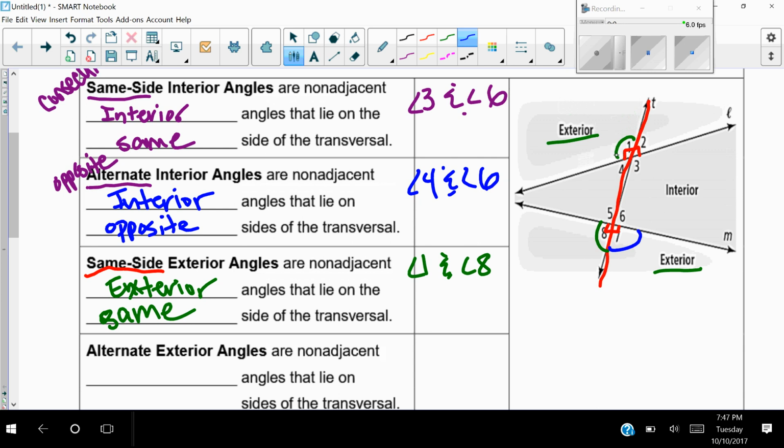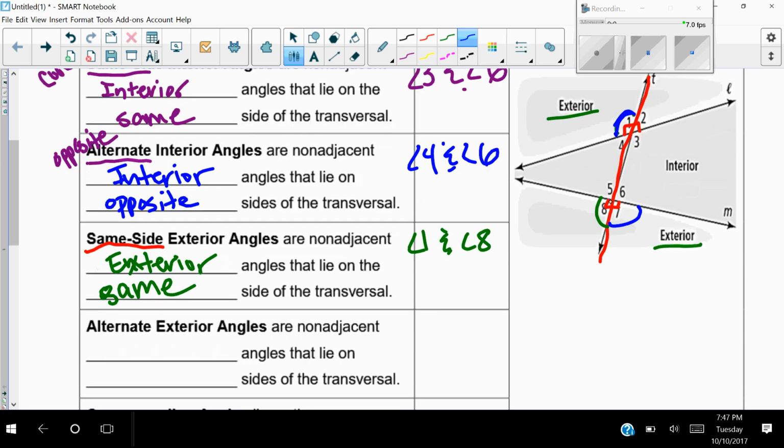So on the left-hand side of the transversal is angle 1, right? We need one of the angles to be down here with this group, and then the other angle has to be up here with this group. So if they have angle 7, the only other angle that's alternating exterior is angle 1. But there's one more pair.